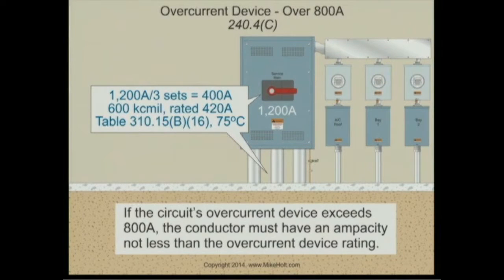We're slowly getting a little bit more complicated. I'm building as we get closer to 310.15. So let's go back to this graphic here. I'm sizing the conductor at 75 degrees C. I take 1200 divided by 3, 400 amps per parallel set. I go to Table 310.15(B)(16) at 75 degrees C, 600 kcmil per conductor. That's what I have to do.